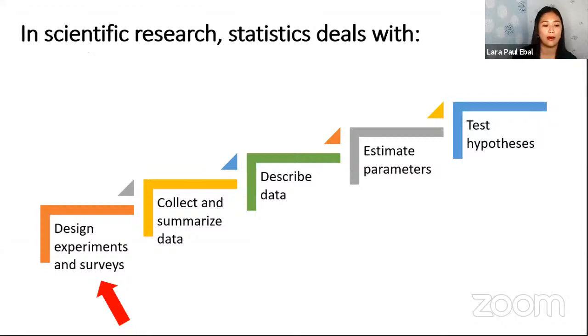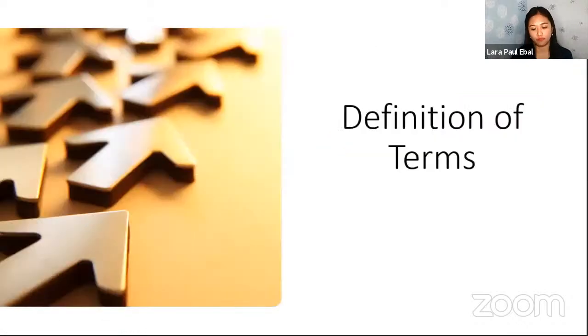So we have these roles. Number one, we have designing experiments and surveys, and then collecting data or summarizing the data, and then describing data, estimating the parameters, and then testing the hypothesis. So, very basic, designing of experiments before the collection of the data. Because again, we need to have valid data. To come up with valid data, we need to plan our experiment properly, or we have this designing of experiments. Before we discuss this further, we need to understand some terms.